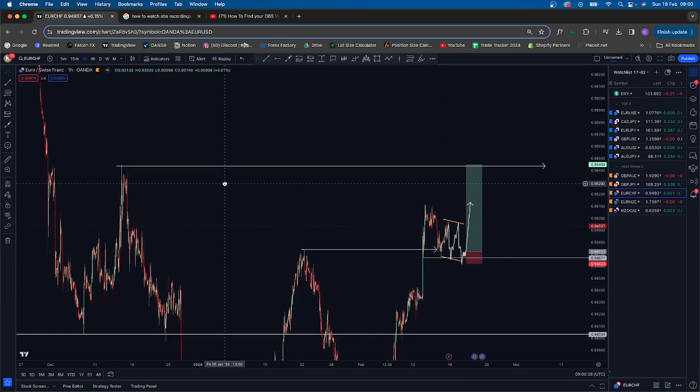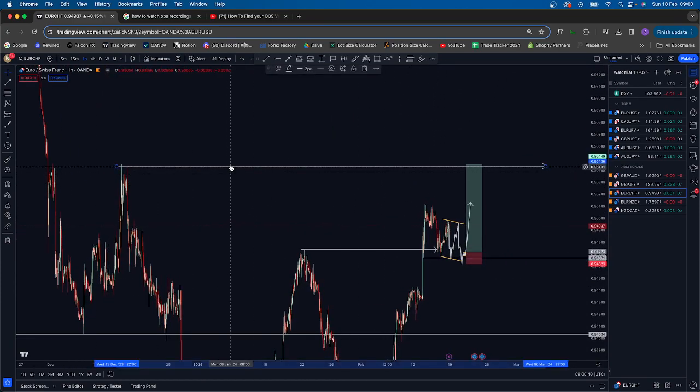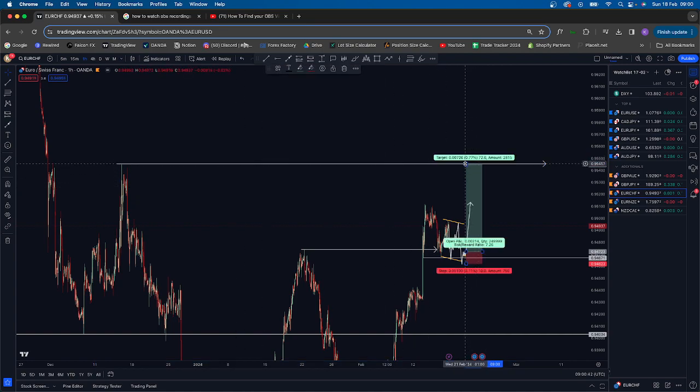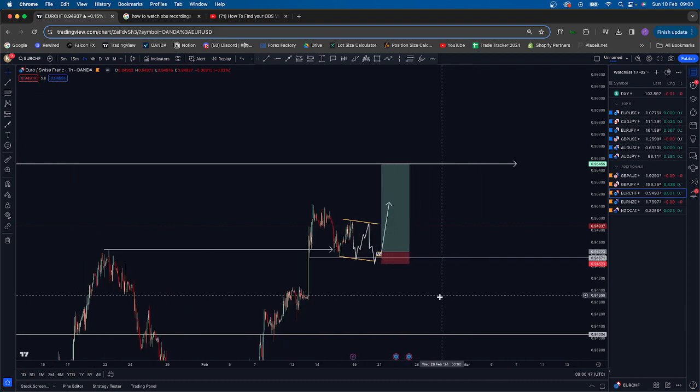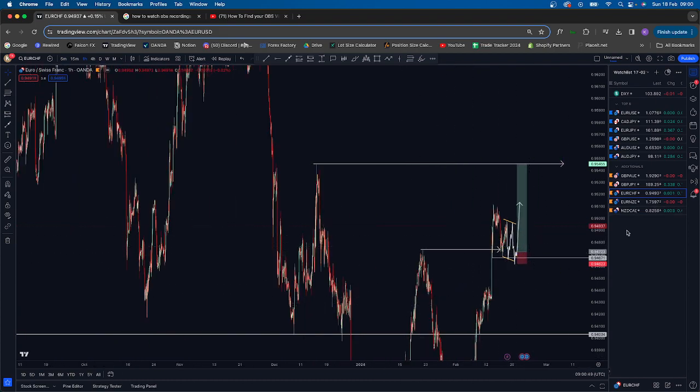And just looking at price action to the left, if we can get to this wick here, just going to make that more clearer. Get to this wick here, and we've got a possible 7.3 to 1 there. So I will be looking at a long on Euro Swiss.